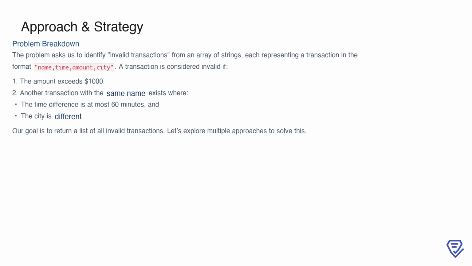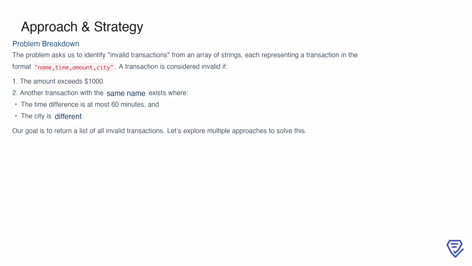To solve the problem of identifying invalid transactions, we first need to understand the conditions that make a transaction invalid. A transaction is considered invalid if its amount exceeds $1,000. Additionally, a transaction is invalid if there exists another transaction with the same name, where the time difference between the two transactions is at most 60 minutes, but the cities are different. Our task is to identify all such invalid transactions from the given input array.